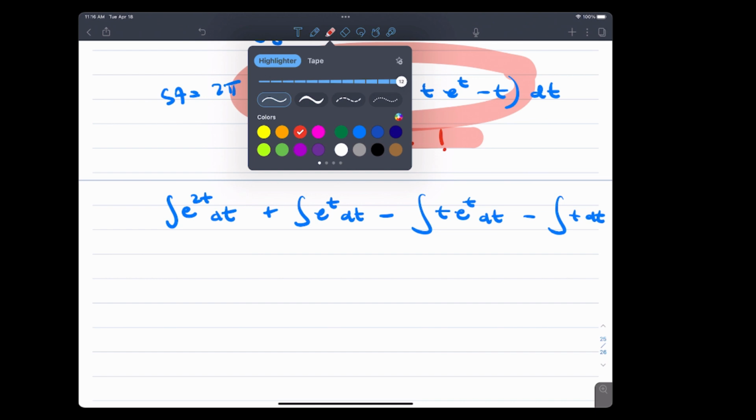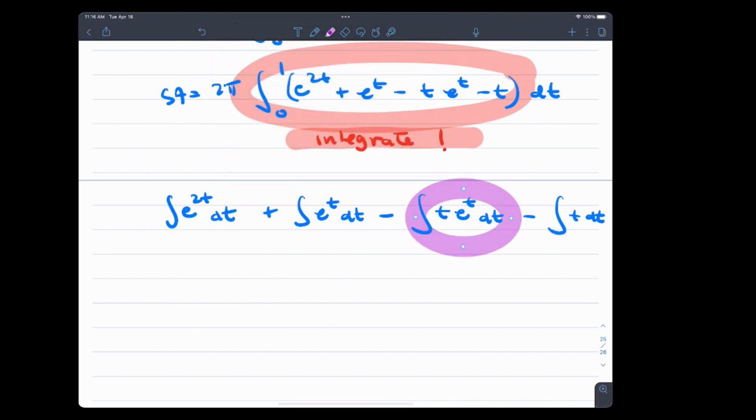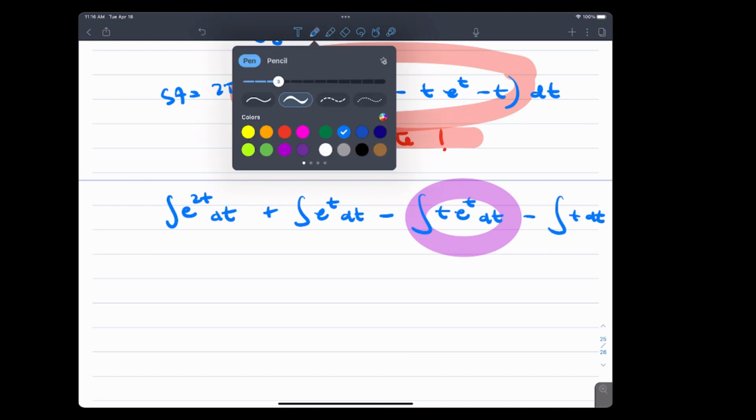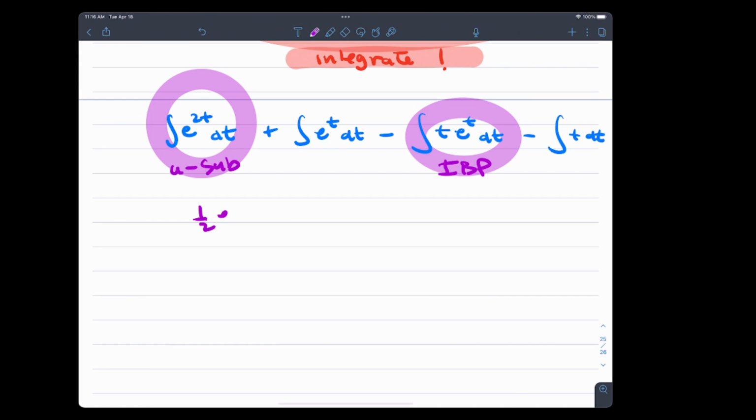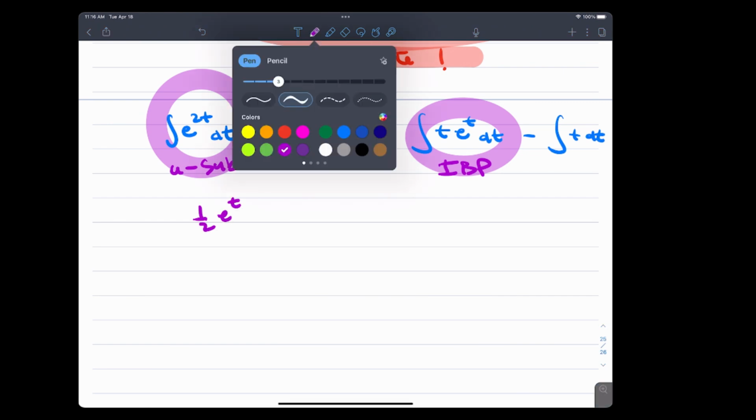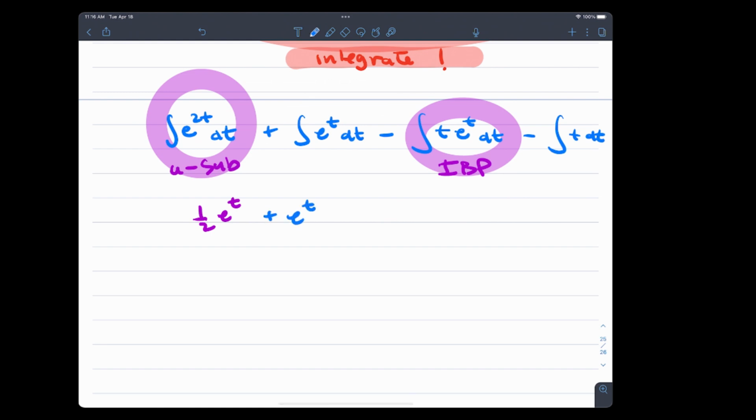What do you think you got to do here? What's that integral? Use what? IBP. What do you use here? U sub. So this integral, isn't that 1/2 e^(2t) over here? And don't forget, this is just going to be what? Plus e^t, right? And then it's going to be minus, and this one out here is minus 1/2 t squared. Is that true? So what is IBP?